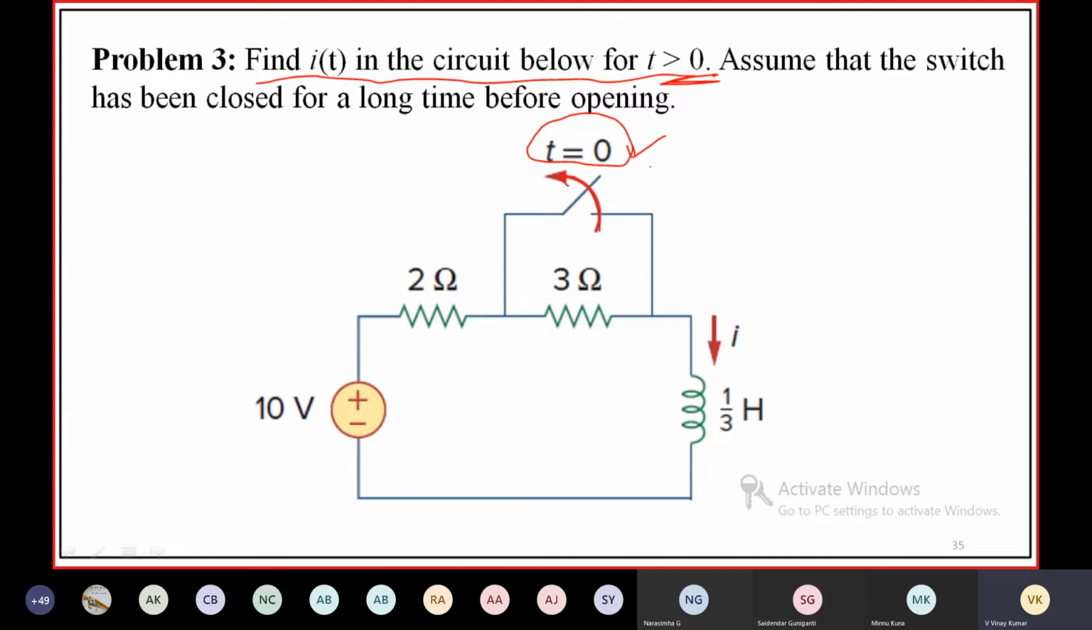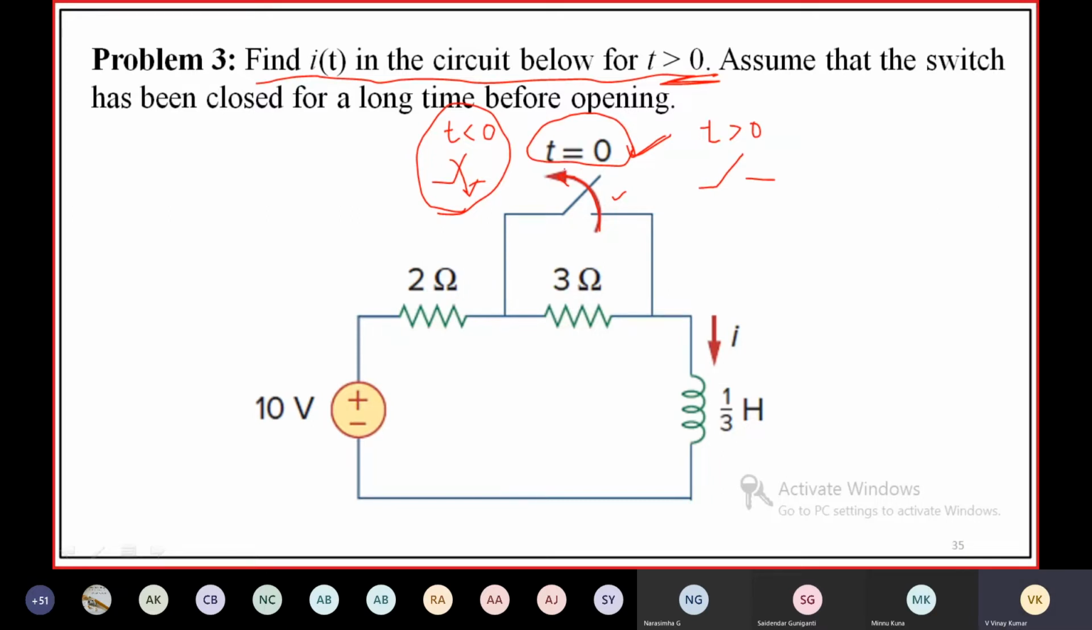When the switch is opened at t is equal to 0, it means the switch has been closed for a long time. Before the switch is opened, it has been closed for a long time, meaning for t less than 0 it has been closed. Once you open the switch, for t greater than 0 it will stay open.